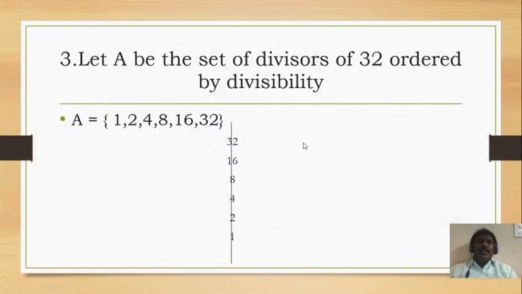It is very easy to understand and it is very easy to draw. The main conditions we have to keep in mind in drawing a Hasse diagram: number one, first we have to see the reflexive property. That means we must not have the self loops, that means 2 2, 3 3, 4 4 like that. And the next condition is transitivity. We have to check the transitivity.